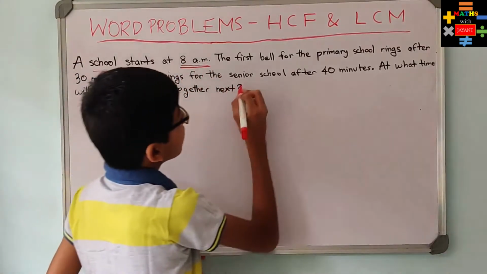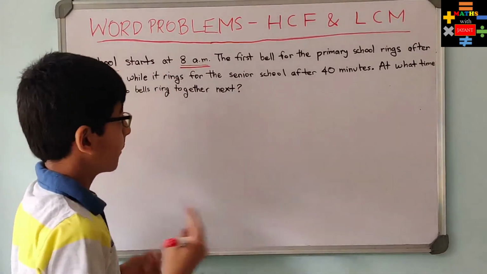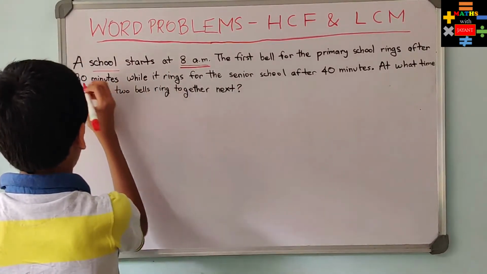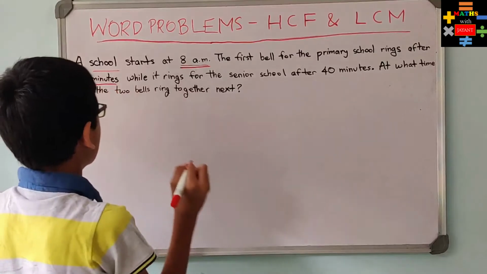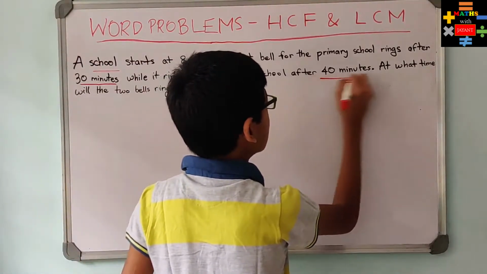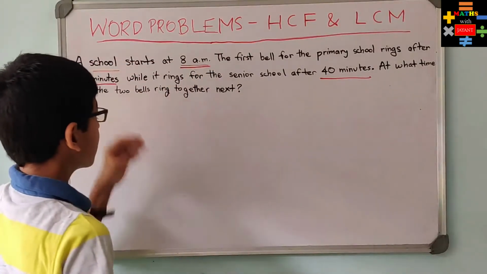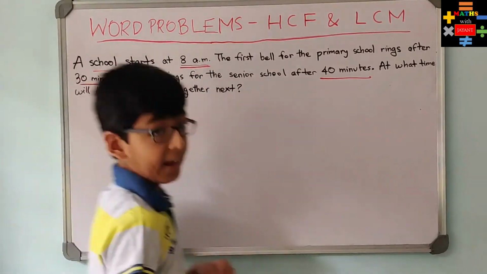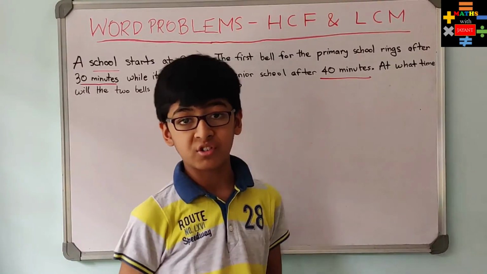Now the bell for the primary school rings after every 30 minutes, while it rings for the senior school every 40 minutes. At what time will the 2 bells ring together next? So this is our question.